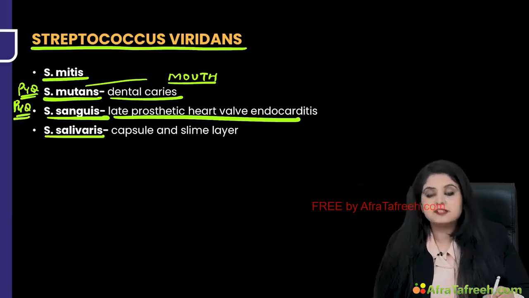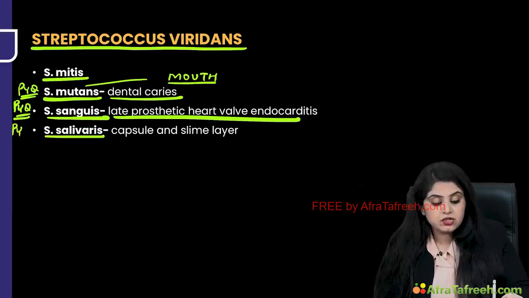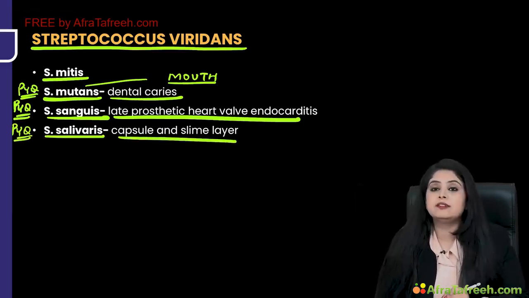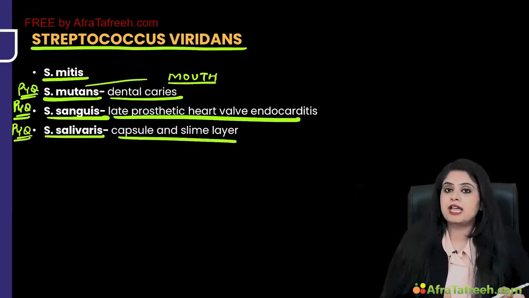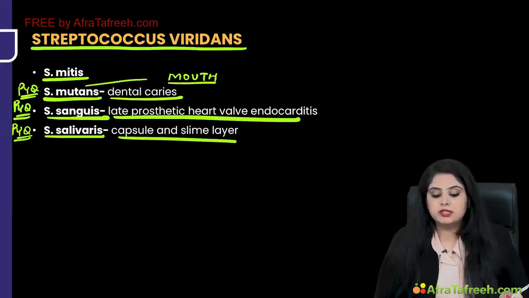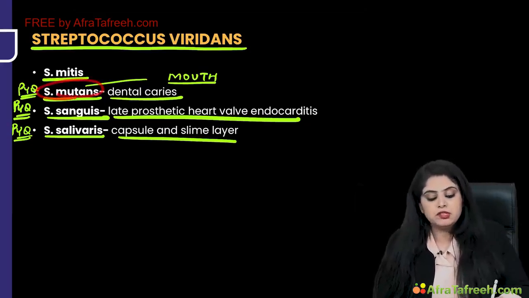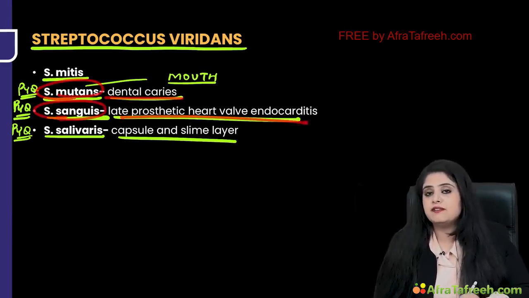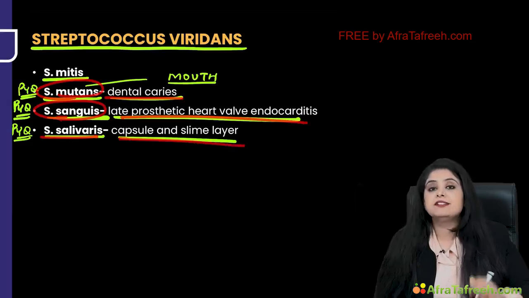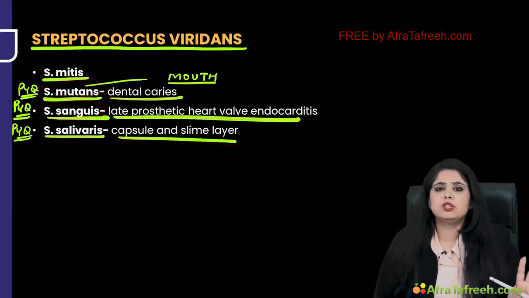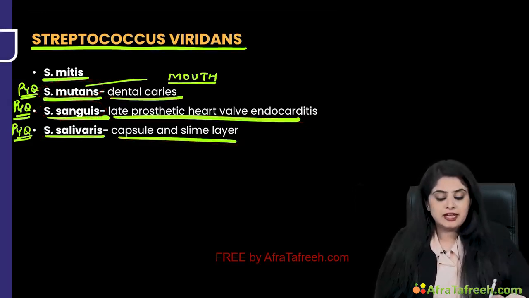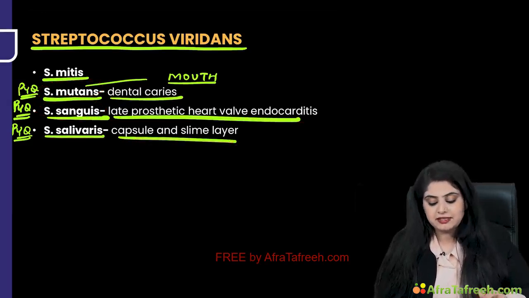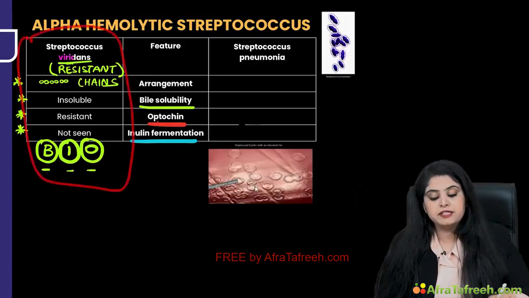And salivarius. Salivarius, you have studied this in your general also. This is the only organism that can have both things. It can have a capsule as well as a slime layer. Both the things are possible. So remember, mutans goes in mouth with dental caries. Sanguis is going to cause prosthetic heart valve endocarditis, and salivarius has both. That is, everything is there with it. Salivarius has a capsule and a slime layer. That makes up your Streptococcus viridans family.